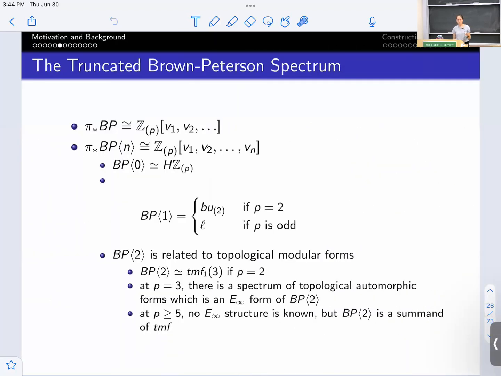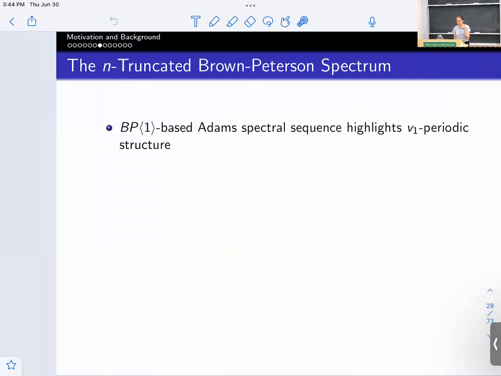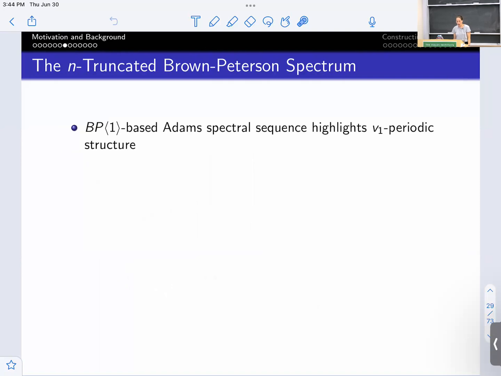At primes greater than or equal to 5, no E-infinity structure is known to my knowledge, but BP2, as a spectrum, is a summand of TMF. So that's another reason to be interested in BP2 if you like topological modular forms and things like that.